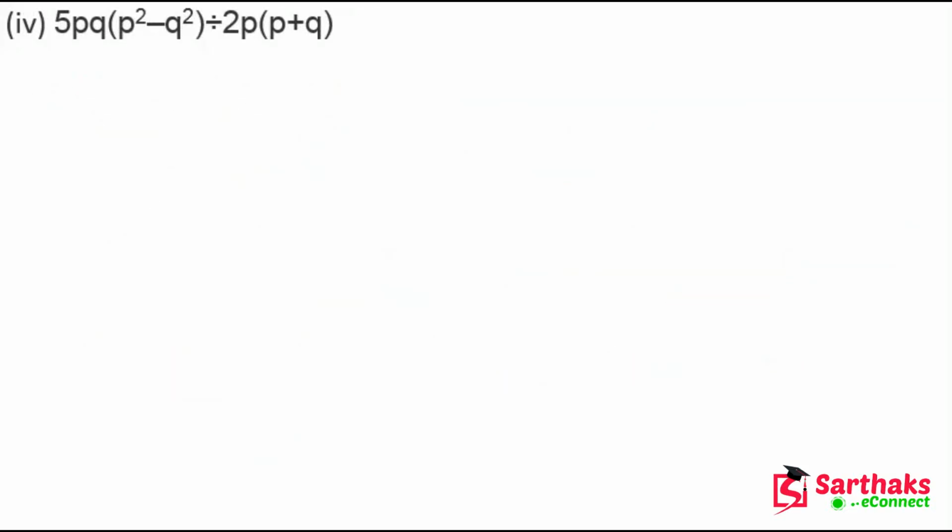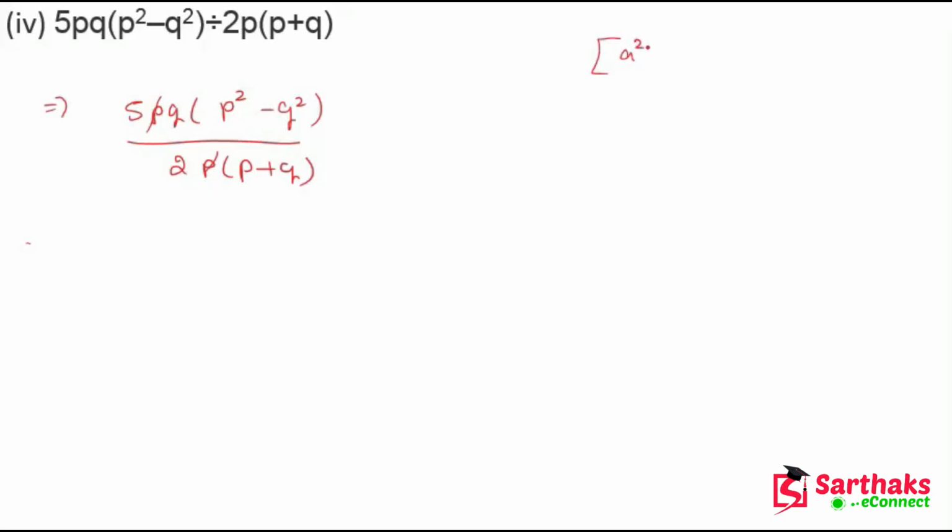The next question is, we have 5pq into p square minus q square, and we have divided by twice of p into p plus q. If you observe this, we can cancel this p and this p. Here we are using the identity of a square minus b square, which is a plus b and a minus b. We know that a square minus b square is a plus b into a minus b.